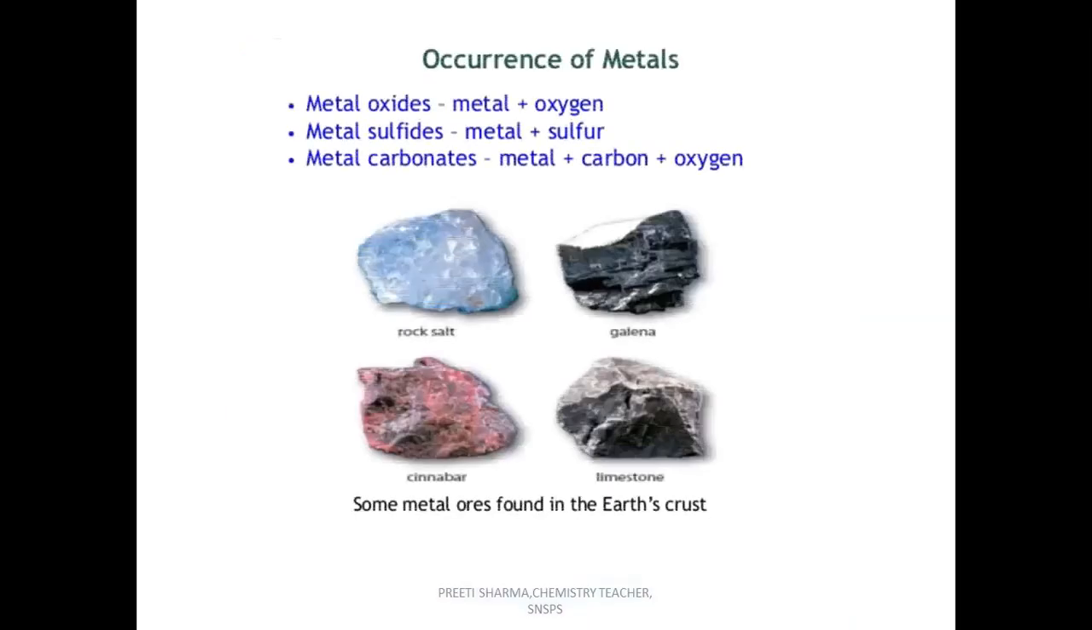Occurrence of metals. Metals can occur in three major forms, like in the form of metal oxide when it is present in a combined form, or as a metal sulfide, or as a metal carbonate, right? Metal carbonate means metal plus carbon and oxygen, and metal oxide means when the metal is in combination with oxygen. Metal sulfide means when it is in combination with sulfur, right?